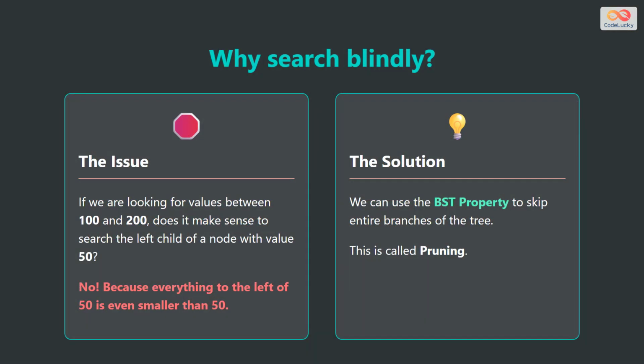But ask yourself, do we really need to visit every node? If we are looking for numbers between 100 and 200, and we are currently at a node with value 50, does it make sense to go left? No, because everything to the left of 50 is even smaller than 50. By blindly searching everywhere, we are ignoring the powerful ordering property of the binary search tree.